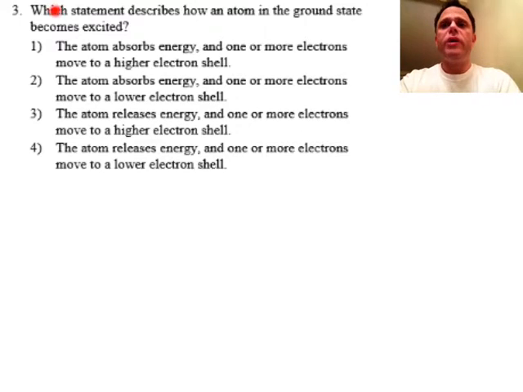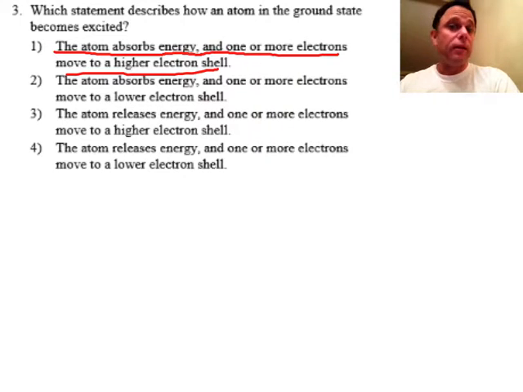Number 3. Which statement describes how an electron in the ground state becomes excited? Now remember, if it becomes excited, the electrons are going to move out further. And let's see if we can find an answer that matches that. Number 1 says the atom absorbs energy. Good. And one or more electrons move to a higher energy shell. Now I'm just going to tell you right then and there from our previous discussion, that is the answer, but it would be great if you paused, looked at 2, 3, and 4 and saw why they are incorrect.